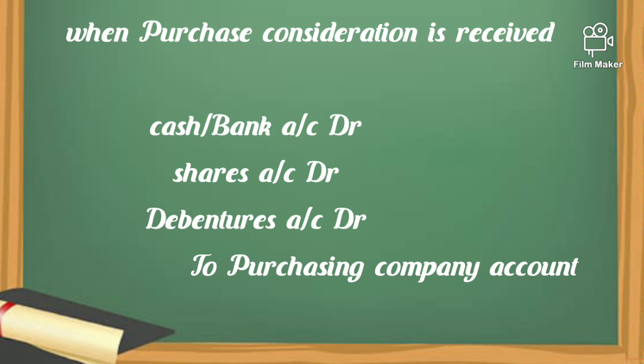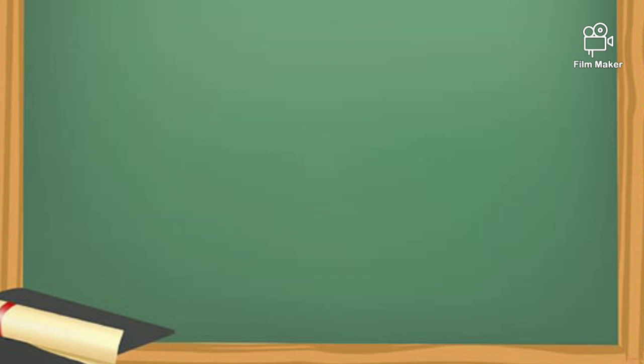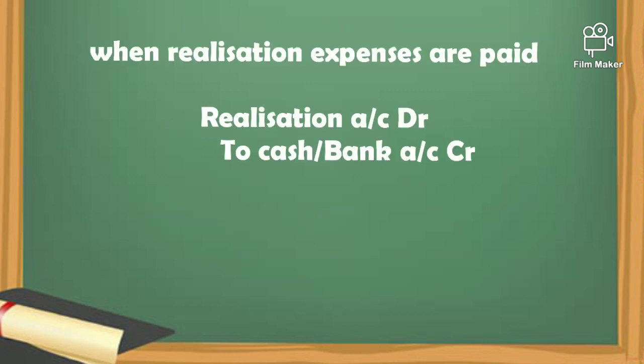And during the conversion, if any realization expenses are paid, if it incurs any expenses, then the journal entry will be realization account debit to cash or bank account. In which form we are paying that expense, we need to mention it. Got it? That is realization account debit to cash or bank account credit.